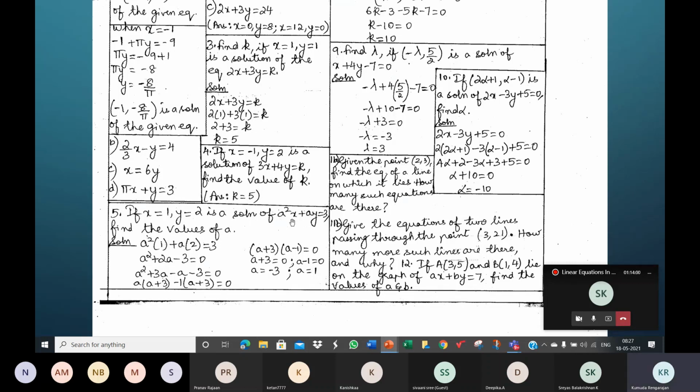So 9x minus 3y is equal to 3 can be the equation, or x plus y is equal to 3. For both the equations, 1, 2 is a solution.